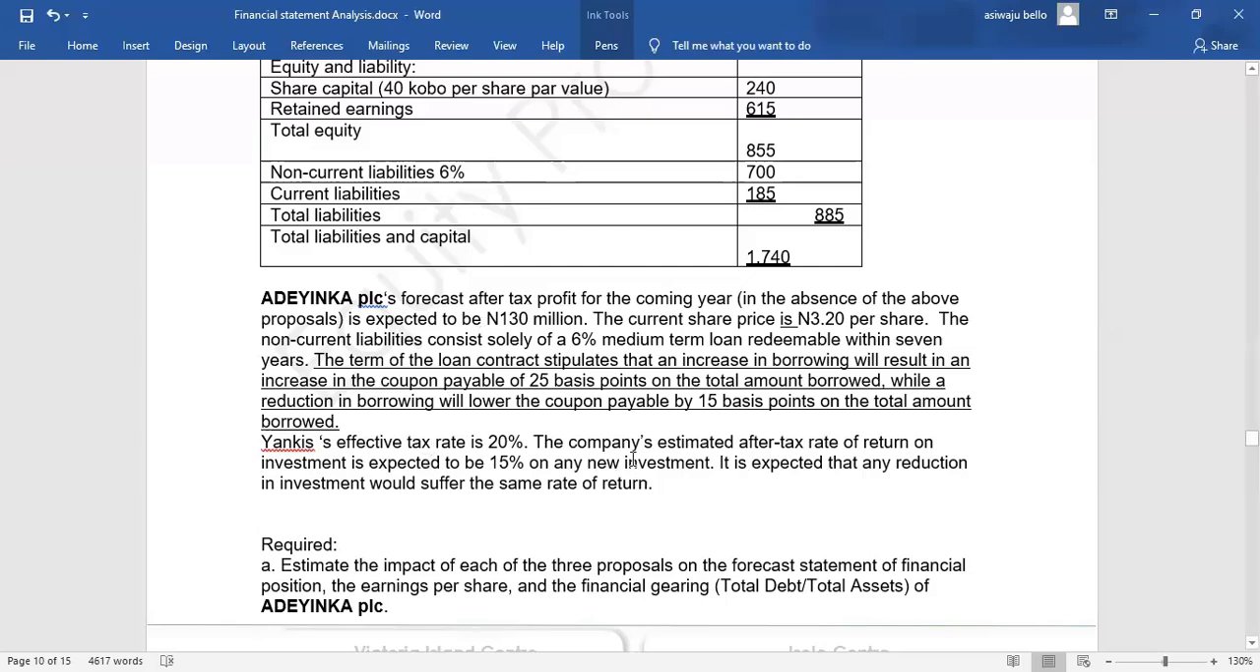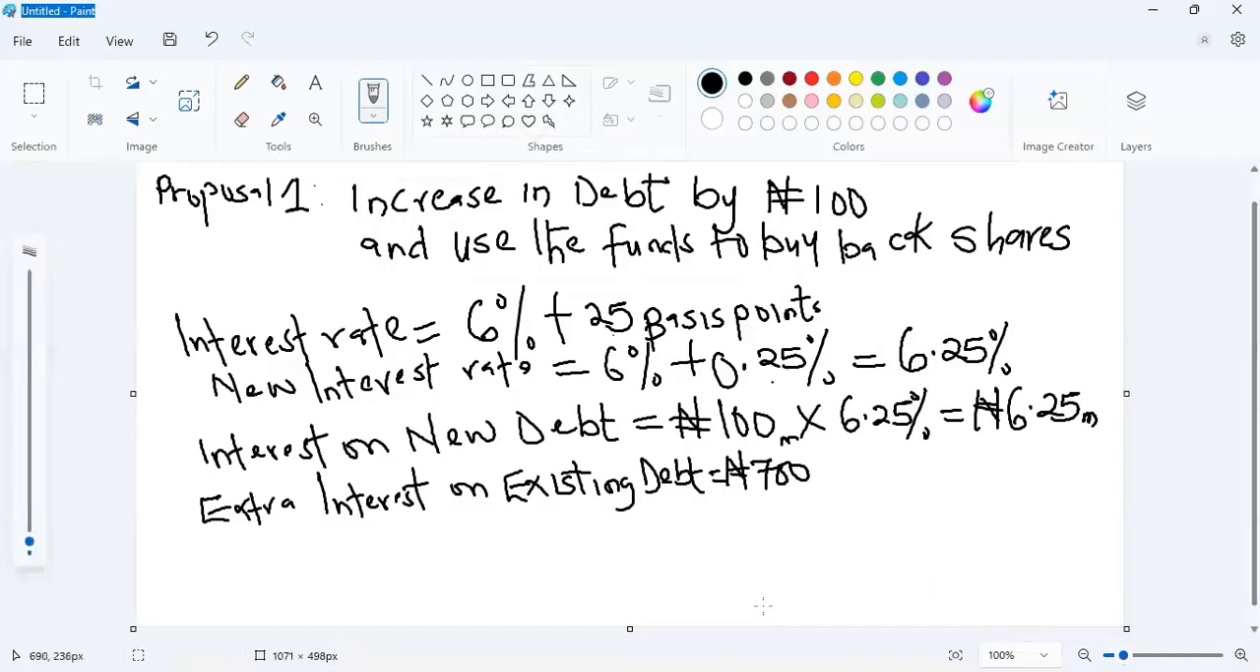That will be computed as 700 million multiplied by 25 basis points in percentage, 0.25%. Please compute 0.25% of 700 million. What do you have, please?